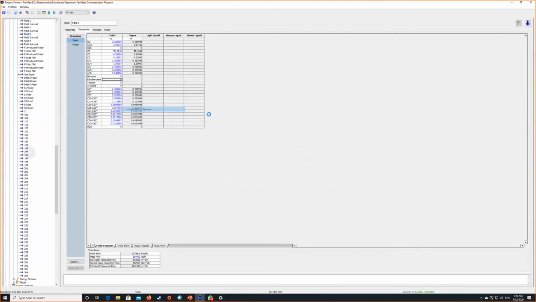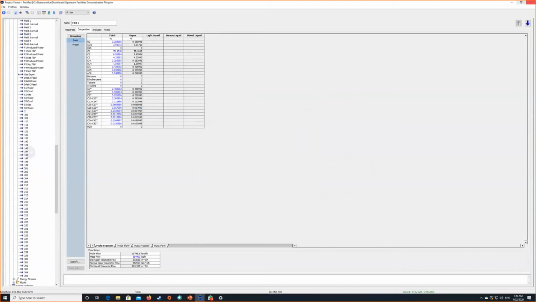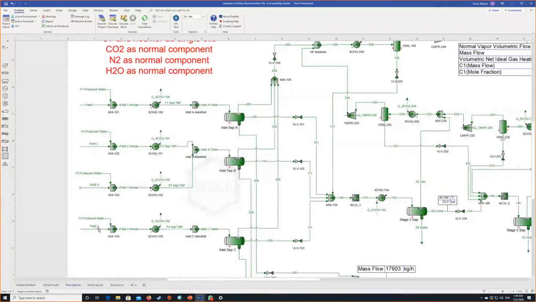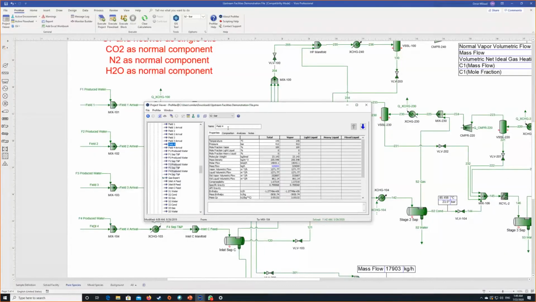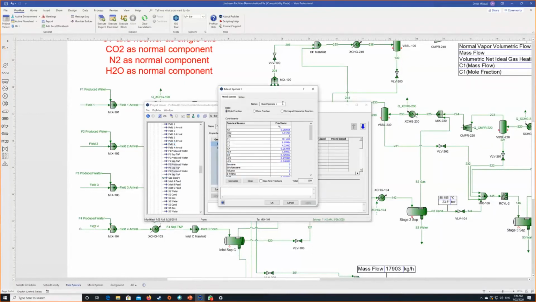Field 3, create a mixed species, label that as field 3. And finally, field 4. We can create a mixed species and label that as field 4. You want to take a look at all the mixed species that you created.